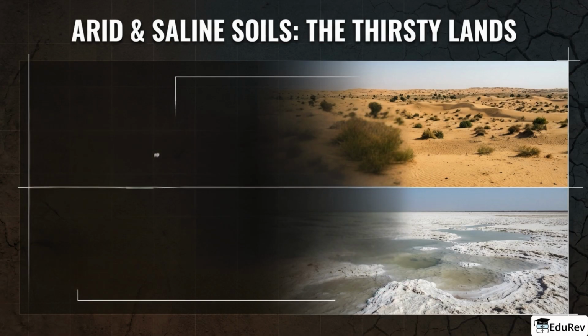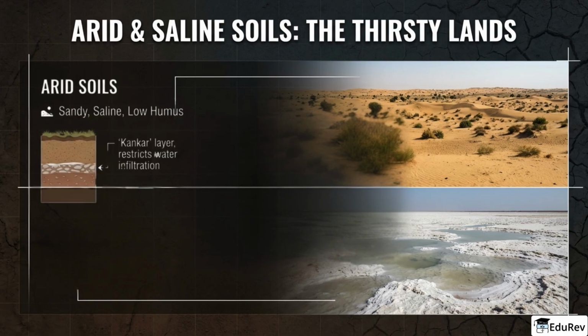Now to the thirsty lands, arid and saline soils. First, arid soils. These are typically sandy, often saline, and have low humus. A critical structural feature is the kankar layer. This layer restricts water infiltration, which makes moisture availability even worse. Now, saline soils. These are marked by high sodium and potassium content, and they are generally infertile.